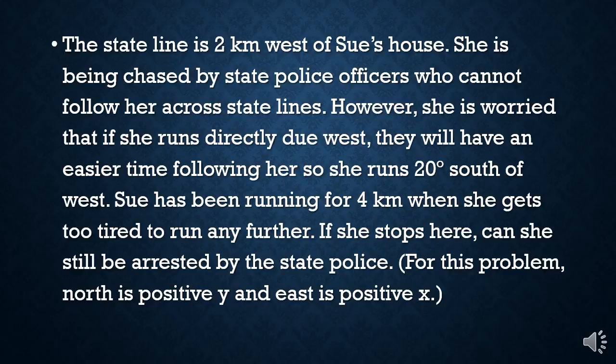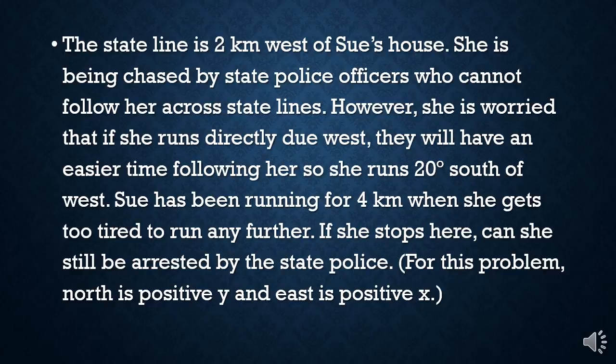So Sue's a little bit worried, though, that the police know this, and so if she runs due west, they're going to have an easier time following her and finding her because they're going to check directly along that path. So instead, she decides to run 20 degrees south of west. Sue runs for about 4 kilometers, and then she gets so tired she cannot run any further. She's absolutely exhausted. If she stops here, could she still be arrested by the state police? Is she still in her home state, or has she made it 2 kilometers west and crossed the state line?